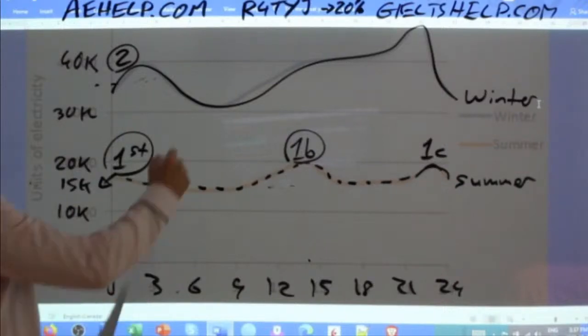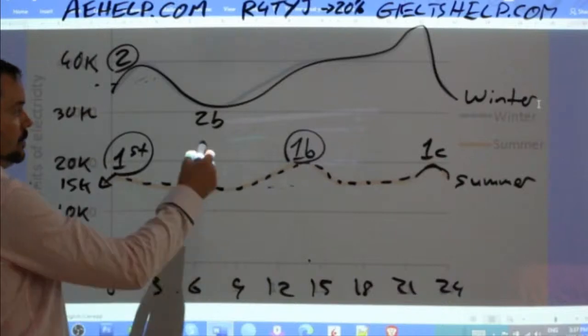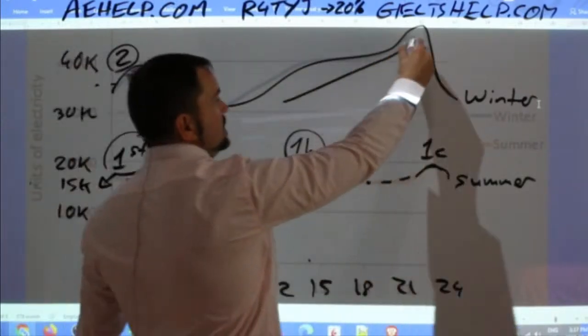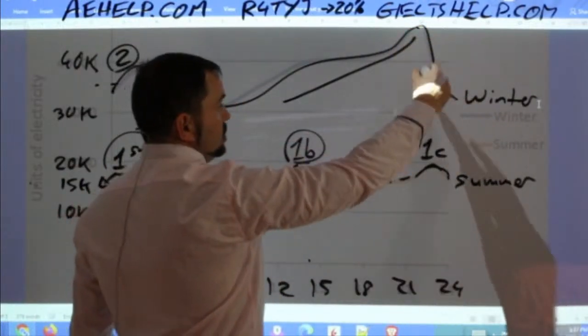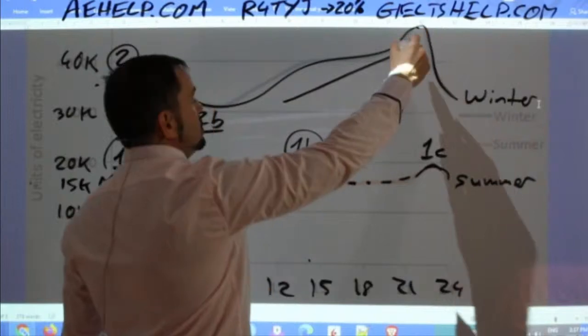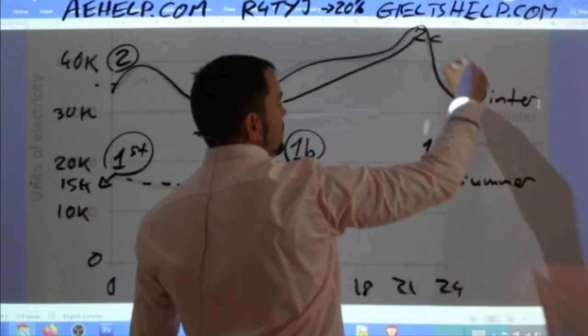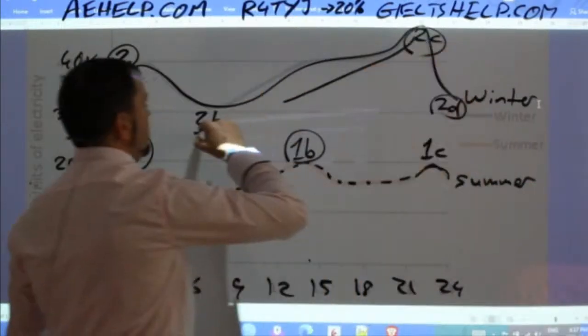I would definitely mention this low point somewhere around 9 a.m. Okay, then this increase here and this peak at nearly 50,000 at 21 o'clock. So that would be my 2C, and then this decline here would be my 2D. So these would be my points.